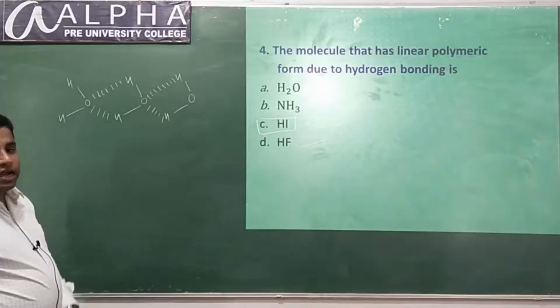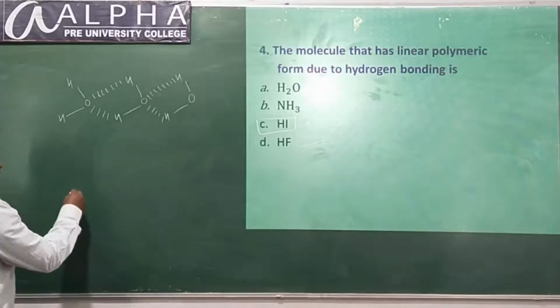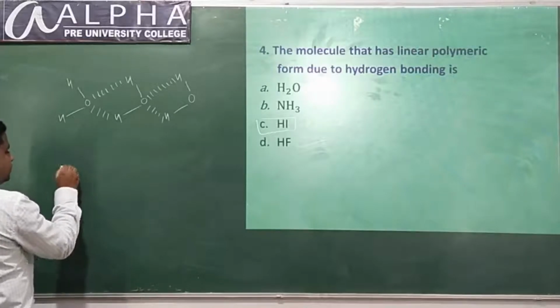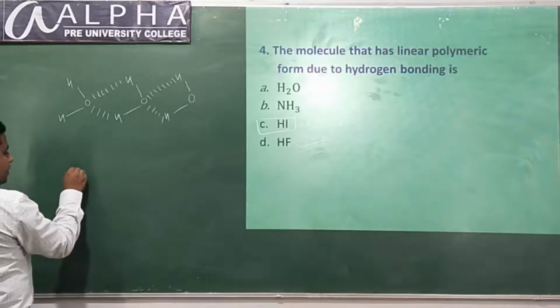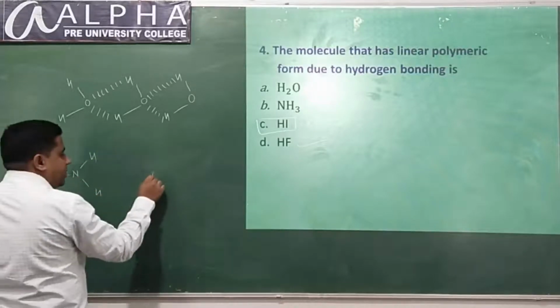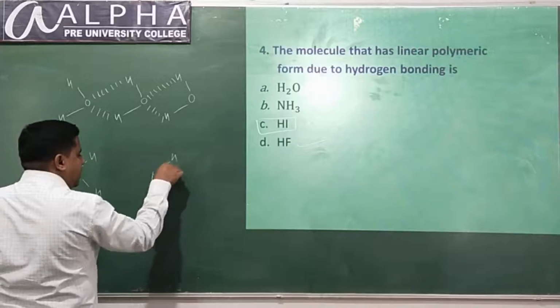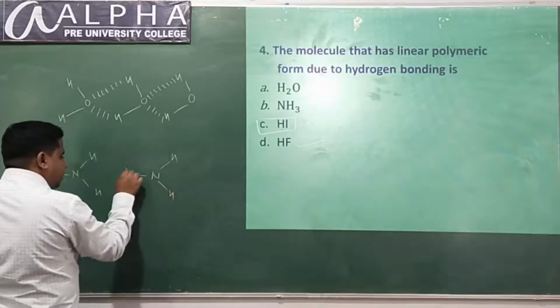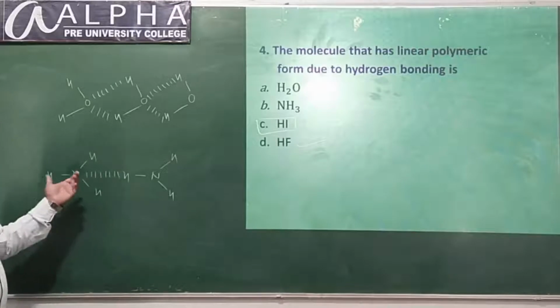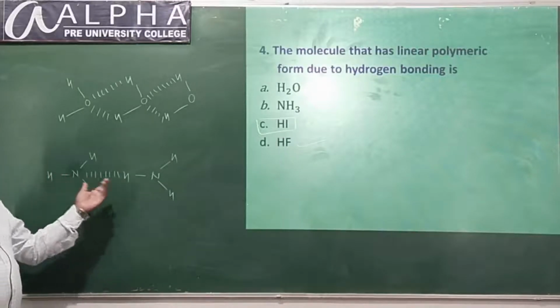There exists hydrogen bonding in ammonia also. How is hydrogen bonding in ammonia? Look here, it is something like this, NH3. So there is hydrogen bonding here. Is there any polymeric, linear polymeric form? No, it's not a linear chain.